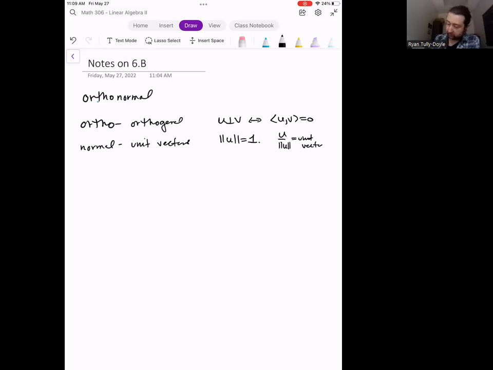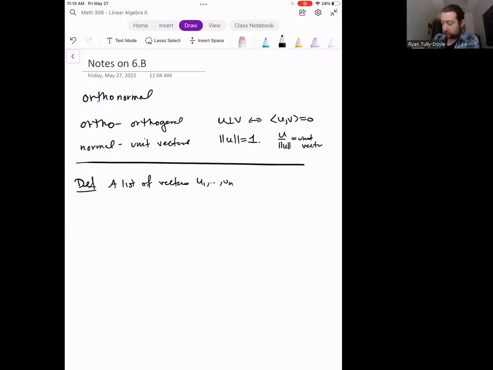Okay, so let's start with Axler's definition here. So according to Axler, a list of vectors U1 to UN is called orthonormal if each vector has norm 1 and each vector is orthogonal to every other vector in the list.